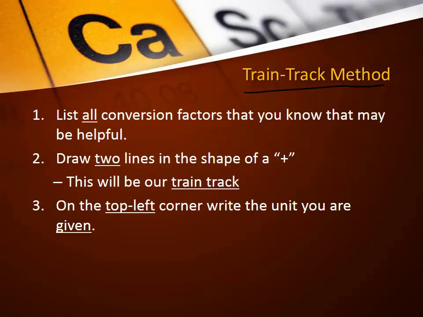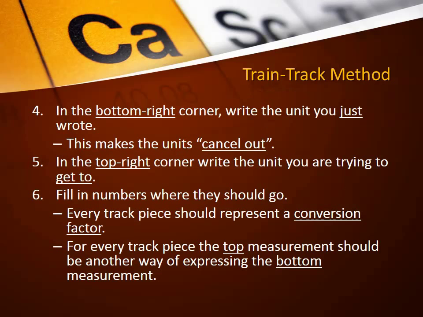Secondly, you draw 2 lines in the shape of a plus. This, especially as it grows, will be our train track. Now in the top left corner, write the unit that you are given. Start with just the unit. We'll do the number later. Now, in the bottom right corner, write the unit you just wrote. This makes units cancel out. In the top right corner, write whatever unit you're ultimately trying to get to.